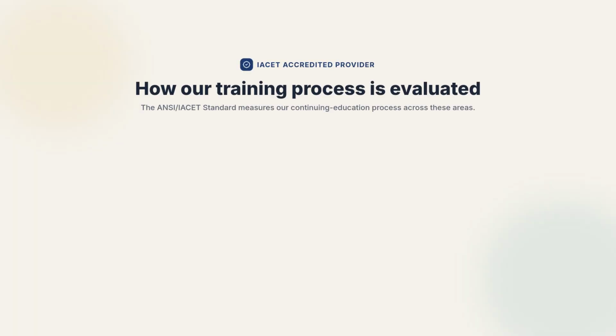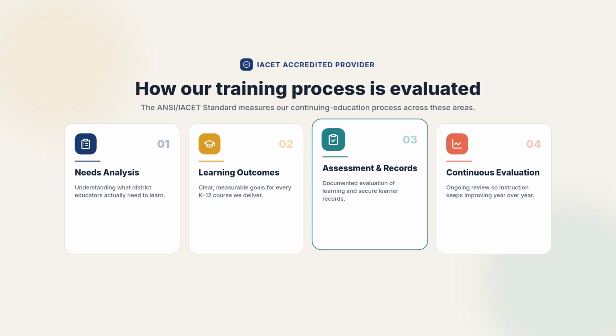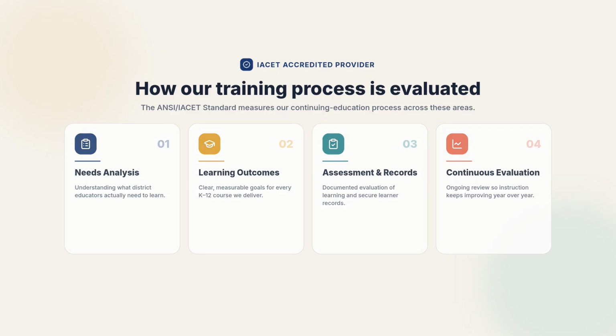SRPC Training is an IACET accredited provider. That designation is important, but we want to describe it accurately. IACET accreditation evaluates the provider's continuing education and training processes against the ANSI IACET standard. The standard addresses areas such as needs analysis, learning outcomes, instructional planning, assessment, learner records, and evaluation. It does not mean that IACET endorses every statement in a course, nor does accreditation guarantee a particular school outcome. It means our learning process is expected to be systematic, documented, and continuously improved.